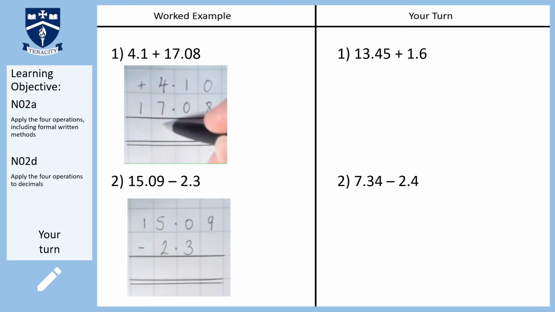4 plus 7 is 11, so that's 1 in the units, and carry 1 ten over into the tens. 1 plus 1 is 2. So our answer is 21.18.